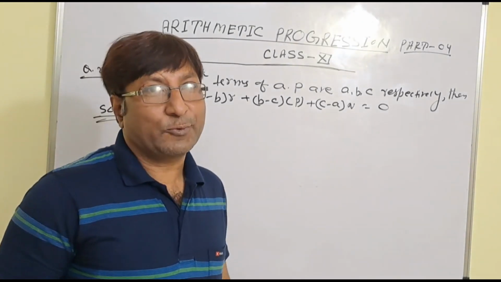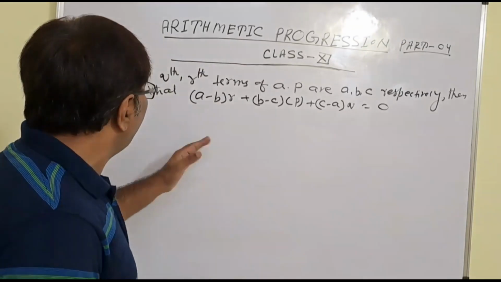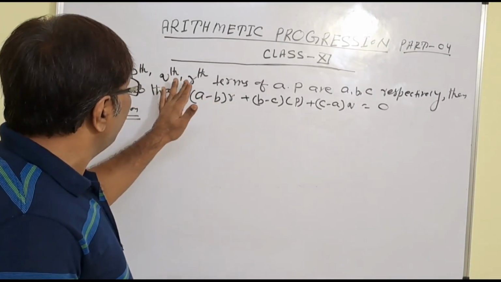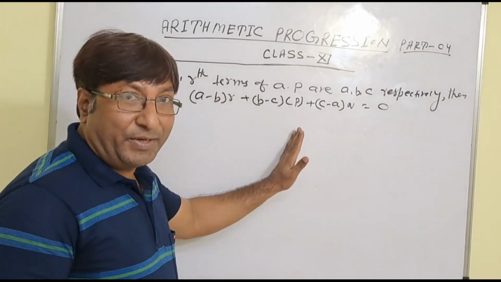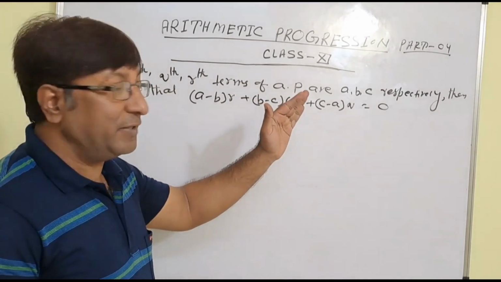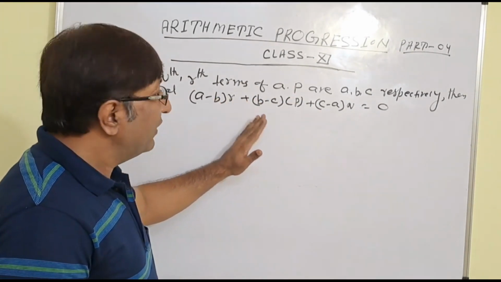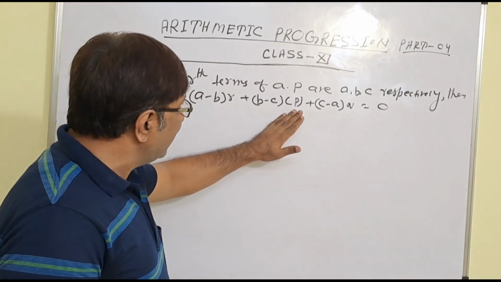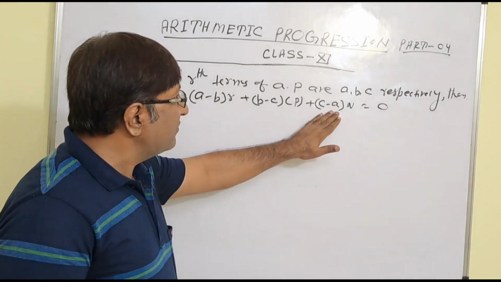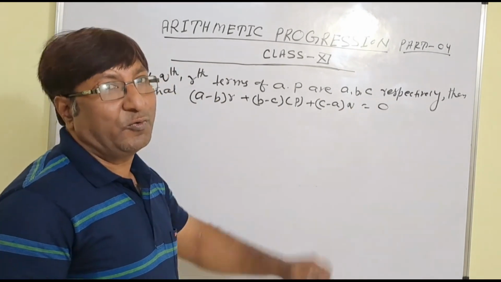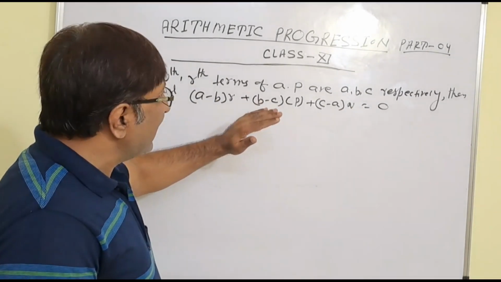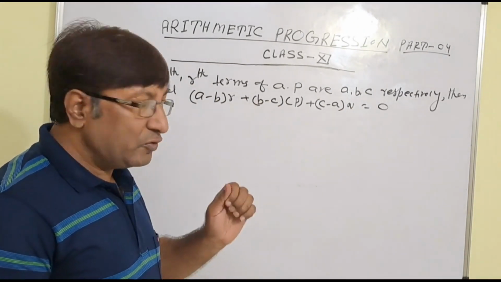Now see the next question. The next question, number 2, is: Pth, Qth, Rth terms of an AP are A, B, C respectively. Then show that (A minus B) into R plus (B minus C) into P plus (C minus A) into Q equals 0. So for this type of question, we can solve like this.